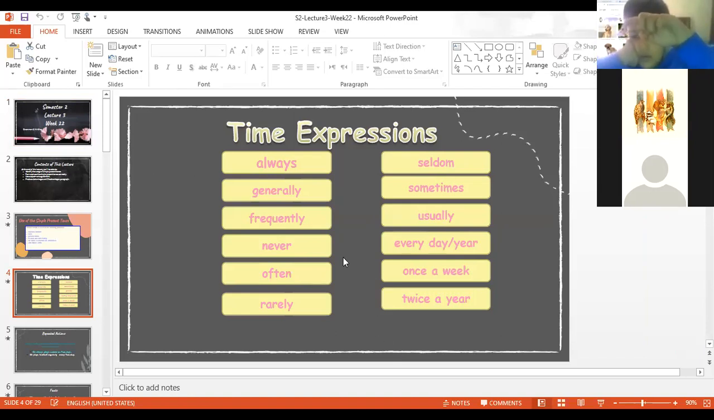One more thing you have to pay attention to is that adverbs of frequency, always, generally, frequently, often, usually, rarely, seldom. When we have an action verb, we write the adverb of frequency before the action verb. But when we have verb to be, we write the adverb of frequency after the verb to be. Okay, we write it after the verb to be.